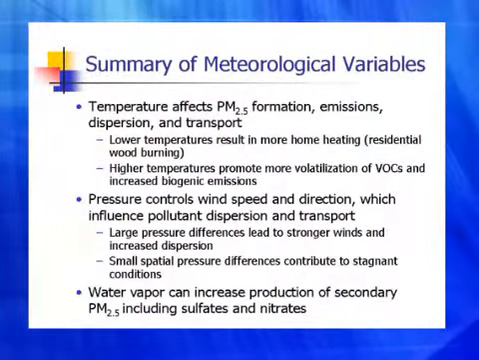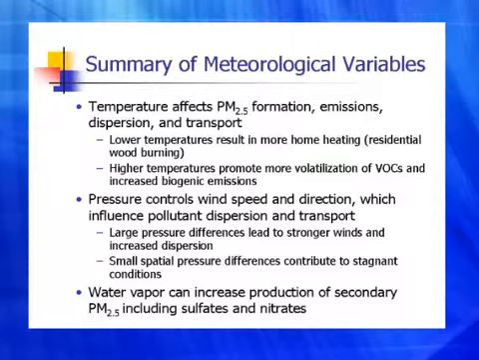So now that we've covered all the different meteorological variables, let's do a quick recap of what we've learned in these sections. Temperature affects PM2.5 formation, emissions, dispersion, and transport. Specific examples would be that lower temperatures can result in more home heating, which can mean higher energy production and secondary pollutants formed from that, or more direct emissions from residential wood burning. Higher temperatures will promote more volatilization of VOCs and increase biogenic emissions.